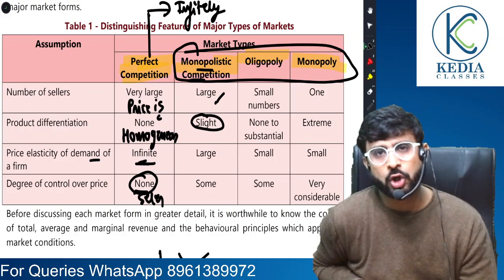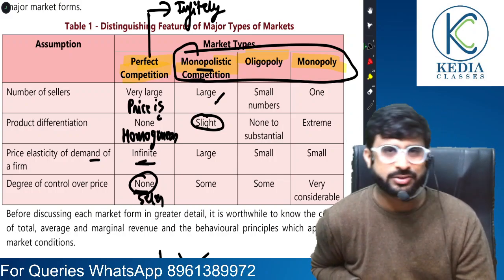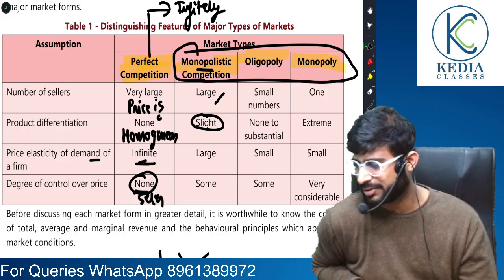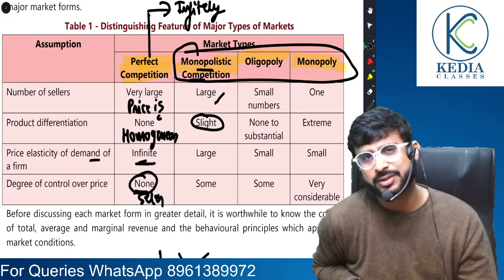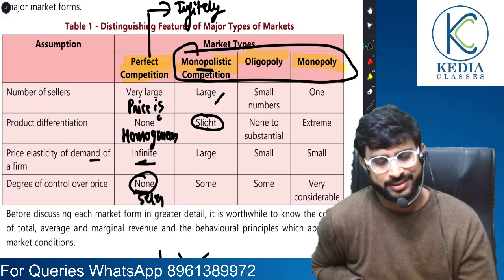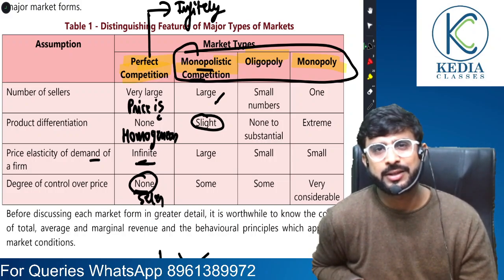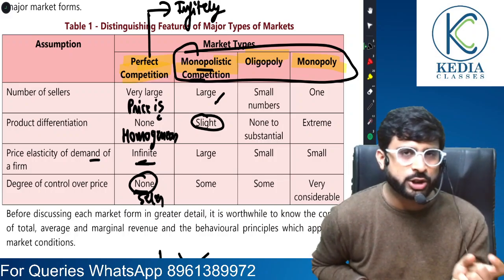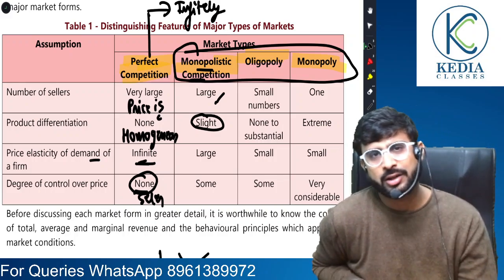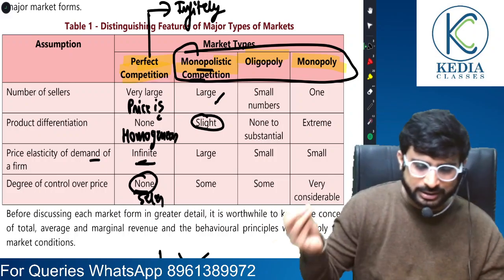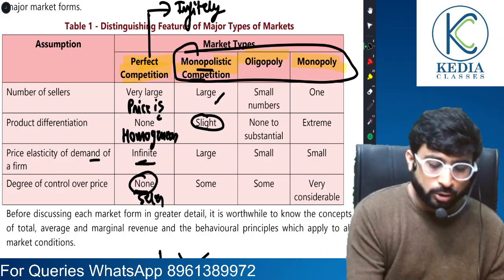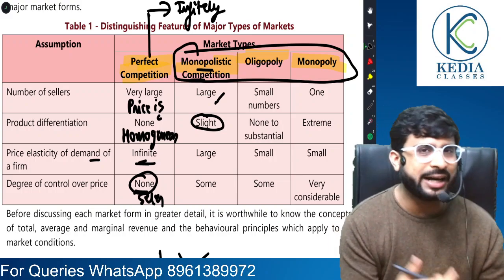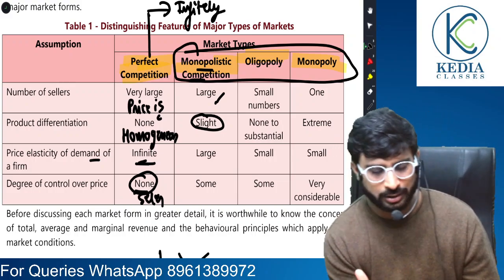Let's talk about soap, detergents. Okay, let's talk about shoes. There are many shoe manufacturers, there are many shoe sellers, and each one of them is trying to show, for example, Adidas is trying to show its product as better than Puma or Nike or Woodland or Bata, and others are also trying to do so. So therefore, it's product differentiation, slight product differentiation. At the end, all of them are selling shoes only, right?